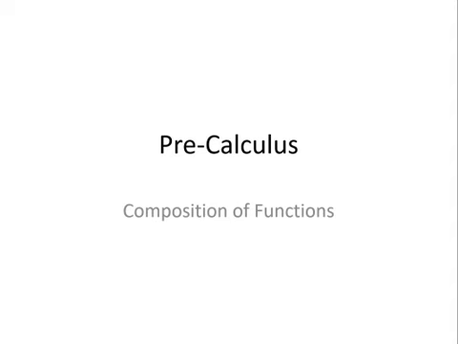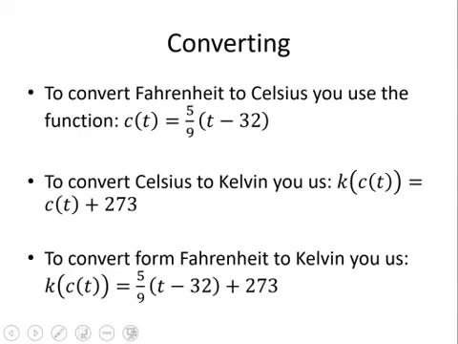Let's start off with why we would use these composite functions. Basically, let's say we have two things that are related to something similar. If we want to convert Fahrenheit into Celsius, and my temperature is 98.6 degrees Fahrenheit, the formula is 5 over 9 times your Fahrenheit temperature minus 32. That tells you what it is in Celsius. If you plug in 98.6 and solve it, you end up with 37 degrees Celsius.